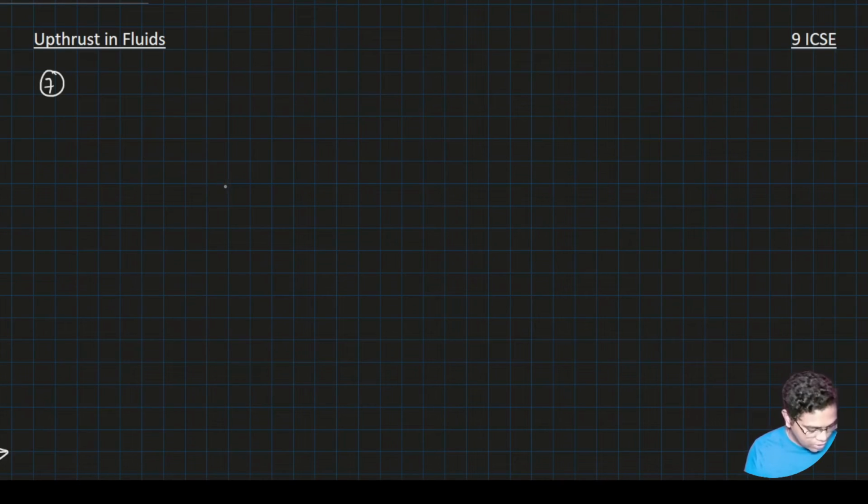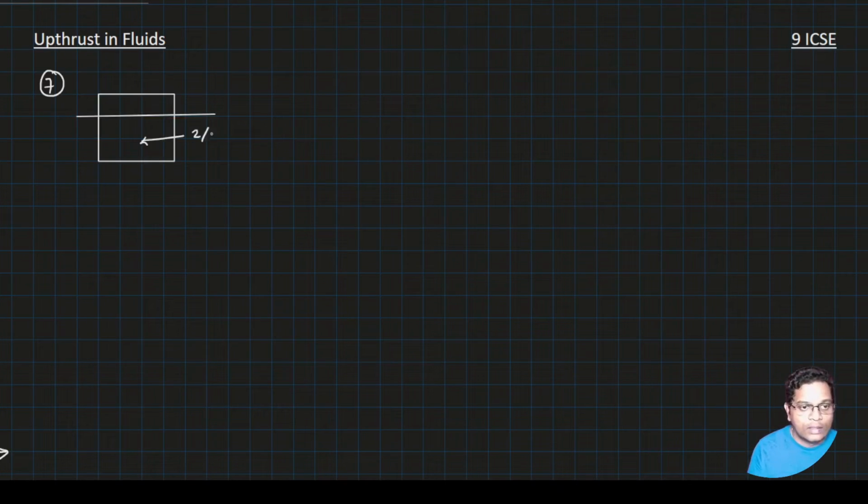In question 7, what is given to you? That there is a wooden block that floats with two-thirds of its volume submerged. So we have this, and this is two-thirds of the whole volume. The whole volume is this.